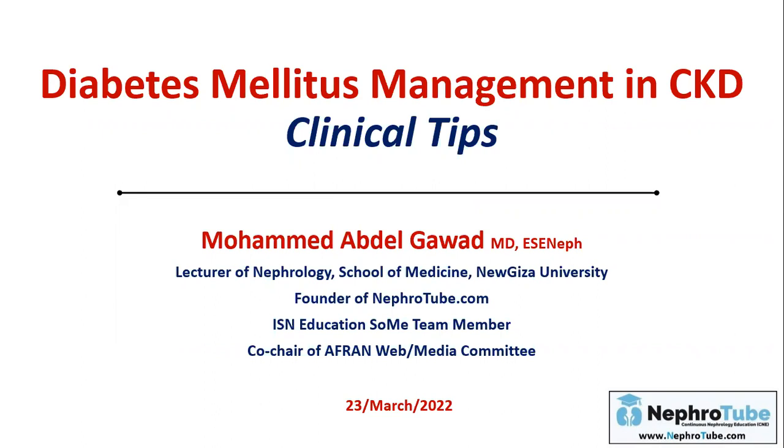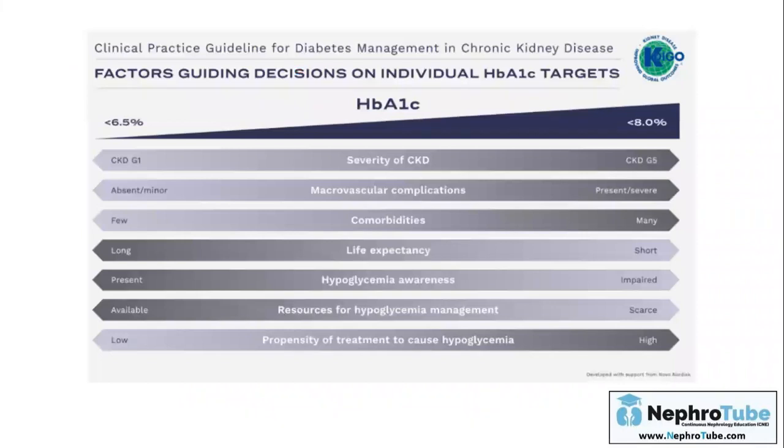In this lecture, we will cover an important topic: how to manage diabetes mellitus in chronic kidney disease patients. We will talk about some clinical tips. I will start with the target of glycated hemoglobin in chronic kidney disease patients.